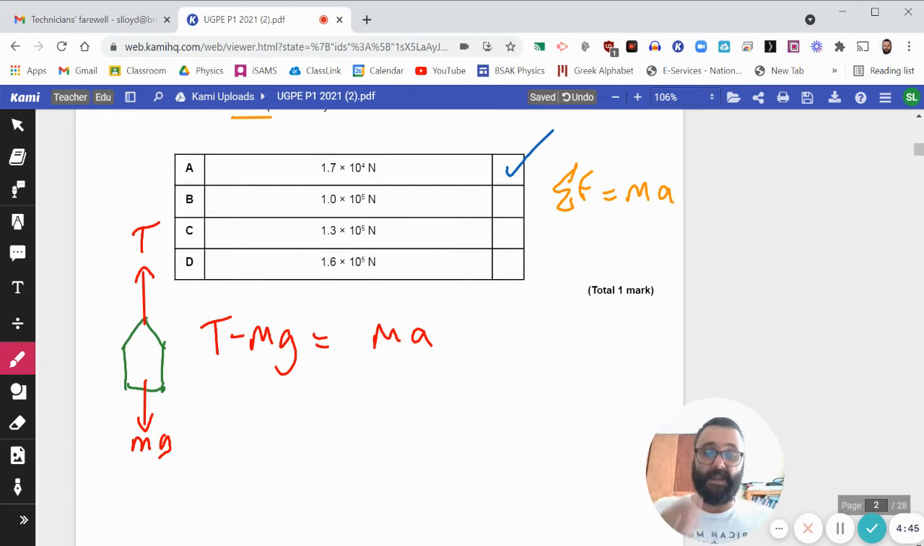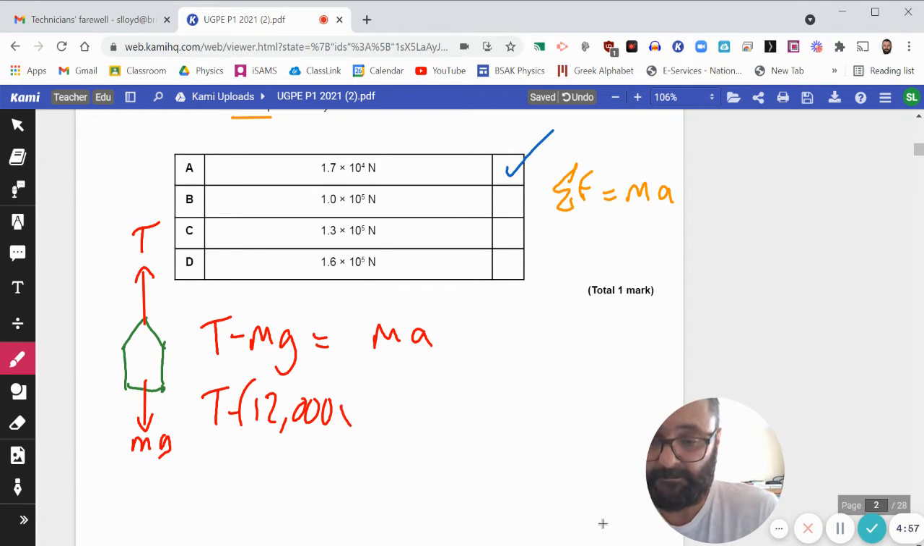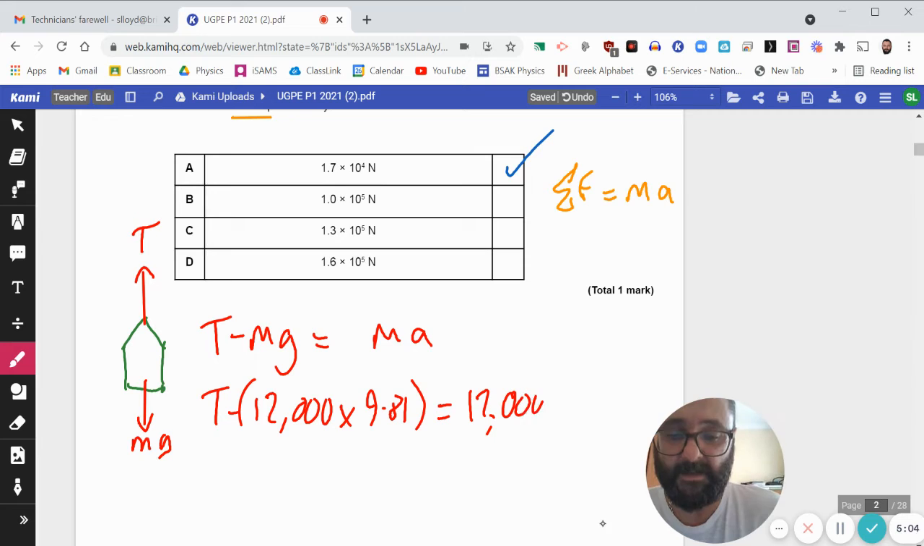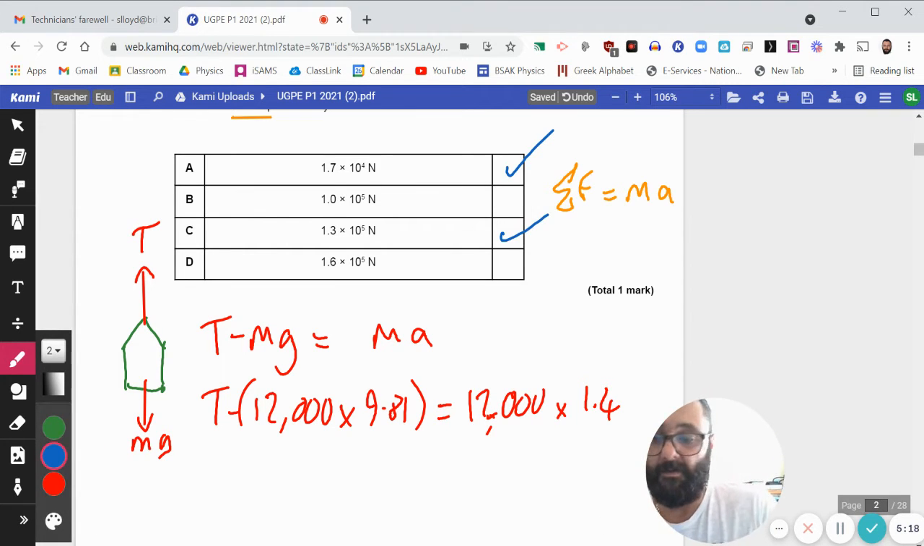So T minus mg is the resultant force. So we've got values we can put in. We've got the mass, which is 12,000. 12,000 times 9.81, that's the weight of the rocket, is equal to the mass of the rocket, 12,000, multiplied by its acceleration, which is 1.4. So that comes out with a value of T, that one there.